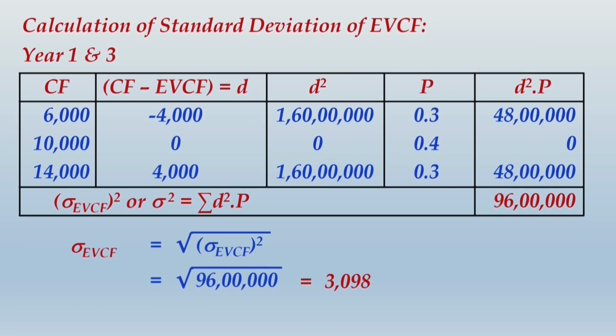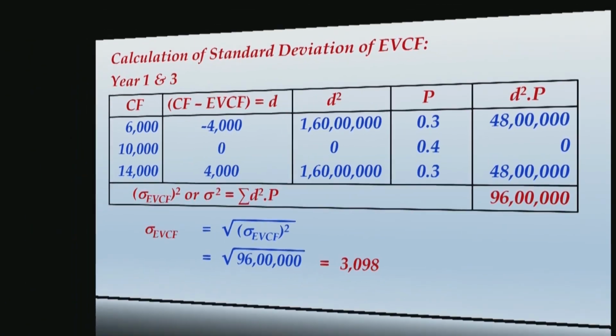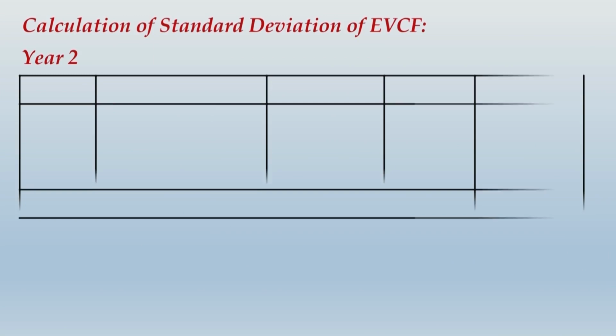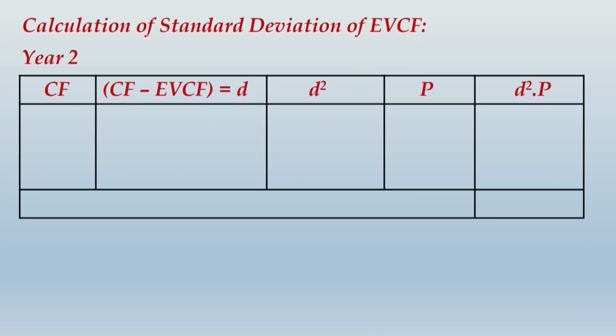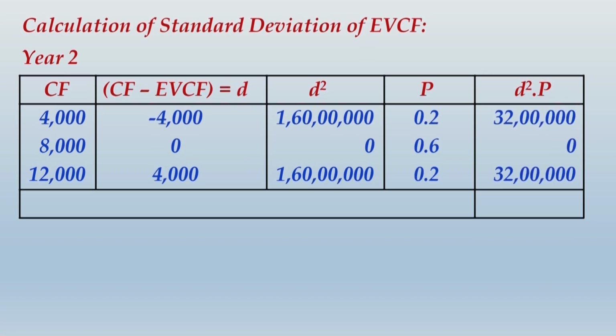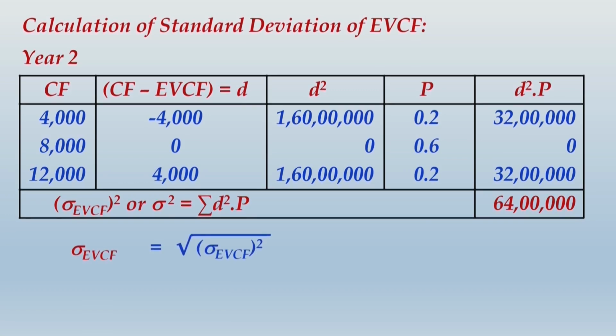Alright friends, once you have completed writing this entire working, let us move ahead and now make the standard deviation of EVCF calculation for year 2. So you do the same thing you did for the other 2 years. You compute the deviation, take the squared value of deviation, and multiply the respective probabilities to deviation squared. The summation of D square into P would give you the variance, and the square root of the variance will give you the standard deviation with respect to EVCF, which comes to 2530. So please write up this entire calculation and then I take you ahead.